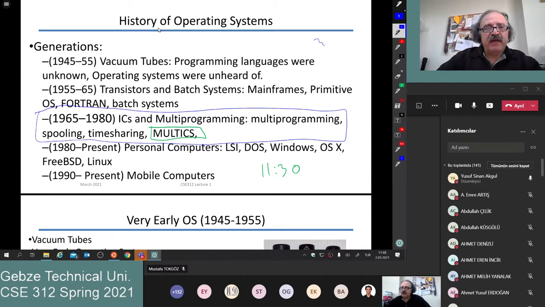Okay, let's look at the history of the operating systems. We are going to have first generation, second generation, third generation, fourth and fifth generation. It is important to understand why we had those kinds of operating systems in those eras, and why we have this kind of operating system nowadays. So let's look at the first type of operating systems, 1945 to 55, where we did not have transistors.